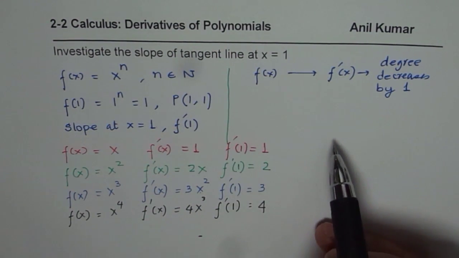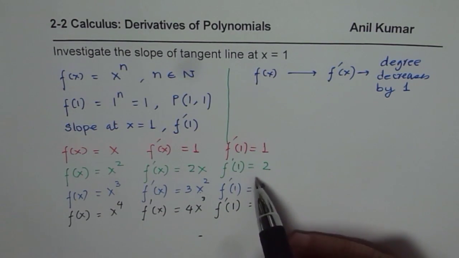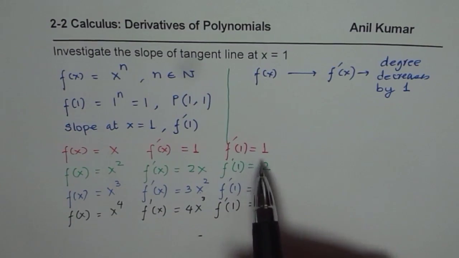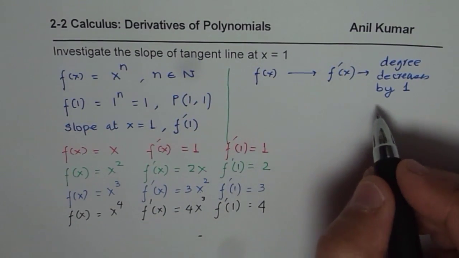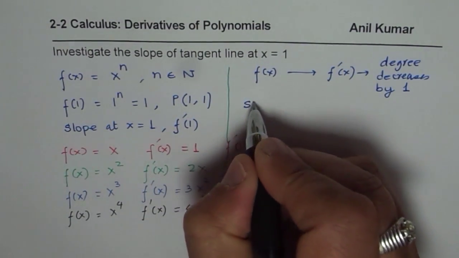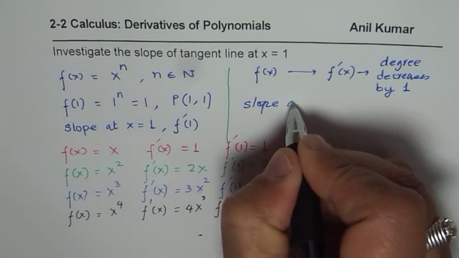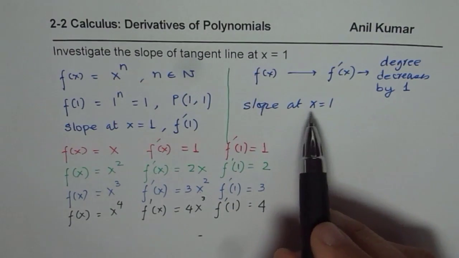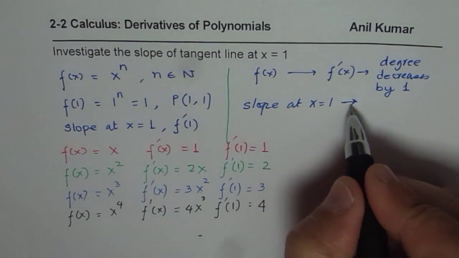Now let us also see what happens to the slope at a particular point. So this is the first part which we notice, and the second part we notice is about the slope at x equals 1, which we are considering. What you can do is consider other points and see what happens, right?